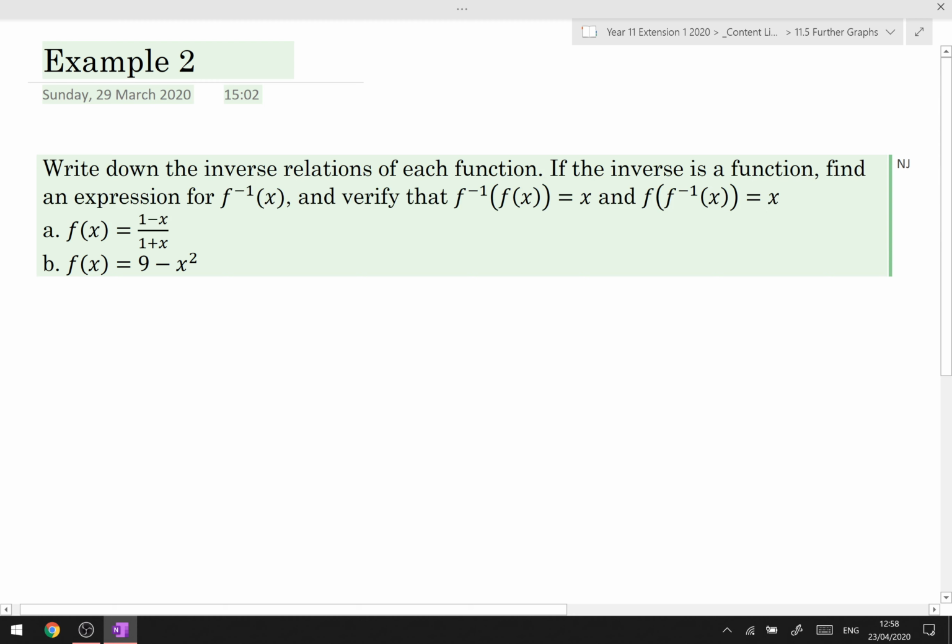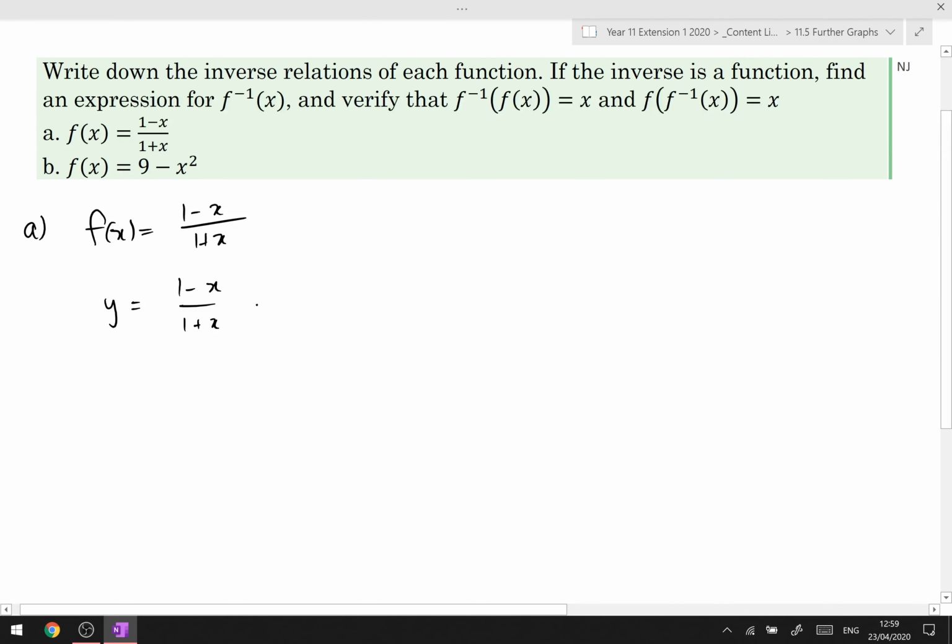So f of x is equal to 1 minus x over 1 plus x. Rewriting the f of x as a y, so y equals 1 minus x over 1 plus x. So it's the relationship instead of a function. And now we're going to swap all the x's with the y's. So x is equal to 1 minus y over 1 plus y.